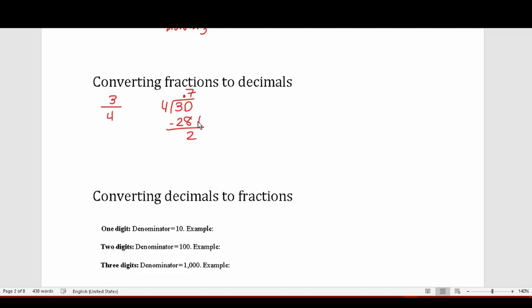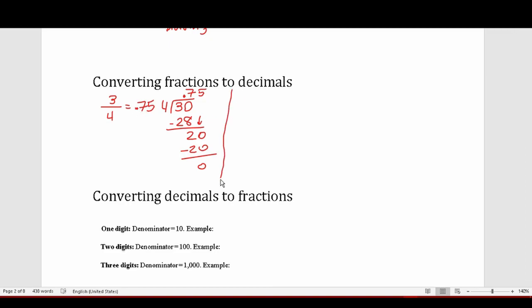We bring down an imaginary 0. Does 4 go into 20 evenly? It does 5 times. 5 times 4, of course, is 20, so we know there's no remainder. And now we know 3 over 4 is the same as 0.75. So again, we converted this fraction, 3 over 4, to the decimal, 0.75. Okay?